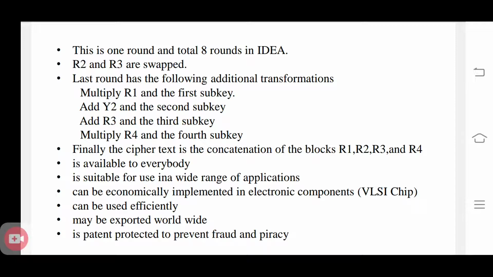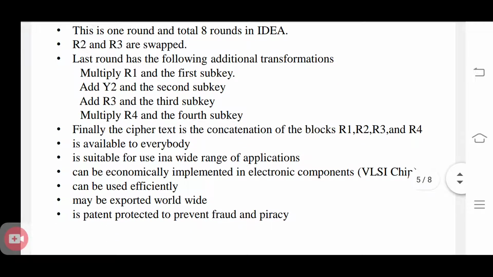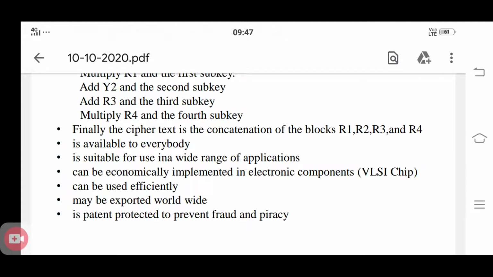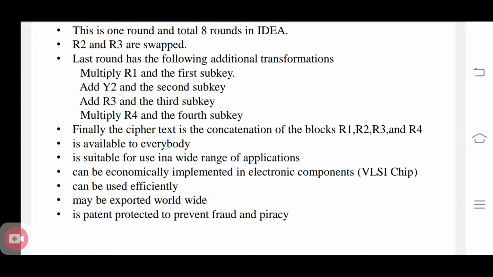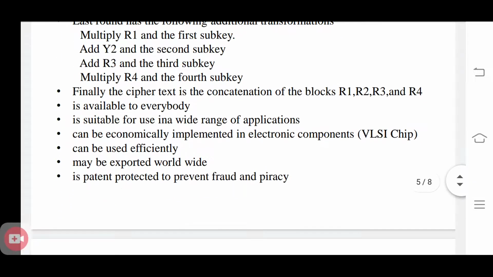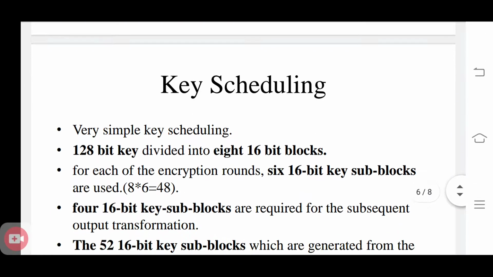So it's available to everybody. It's used in a wide range of applications. Also, it is exported worldwide. Also, it has a patent protector to prevent fraud and piracy. So it's a well-known, best symmetric block cipher algorithm, that is IDEA, International Data Encryption Algorithm.